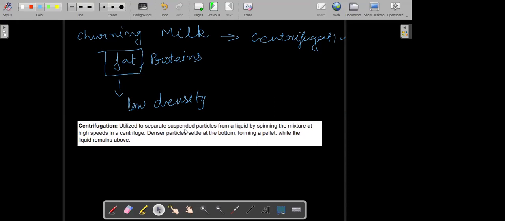Okay. So the process of centrifugation we have done. It is utilized to separate suspended particles from a liquid by spinning the mixture at high speeds. So this method can be used. Can anyone tell me when this method will be used? Sir, when the particles have different masses. Yes, when the particles are of different masses or different densities, then we can use the process of centrifugation to separate the substance.